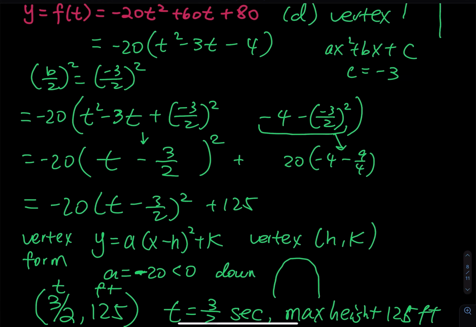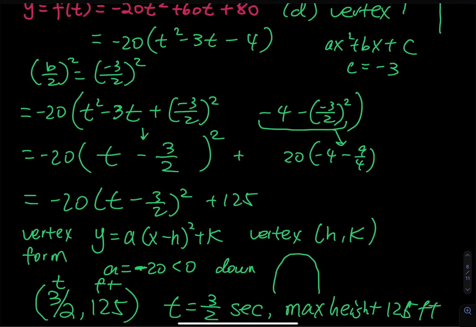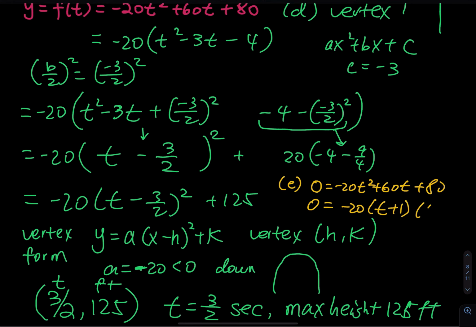So this is it for part D, and then the last part is part E. How long does it take for the ball to drop to the ground? So for part E, the height equals 0, because at 0 the ball is on the ground, right? So the ball is on the ground means 0 feet above the ground. So you let y equal 0, so you have negative 20t squared plus 60t plus 80, and then you factor that, so 0 equals negative 20 times t plus 1 times t minus 4. By the zero product property, t is equal to negative 1, t is equal to 4.